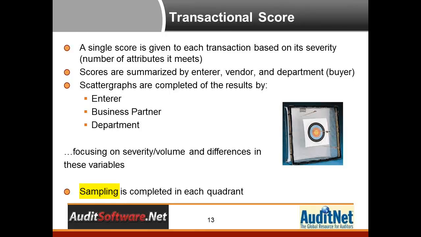But usually what I do is I sample in a variety of the quadrants of, let's say, high score, high amount, medium score, high amount. Probably the low score, low amount is a quadrant that you might want to pick a couple from, but it's not a critical need.